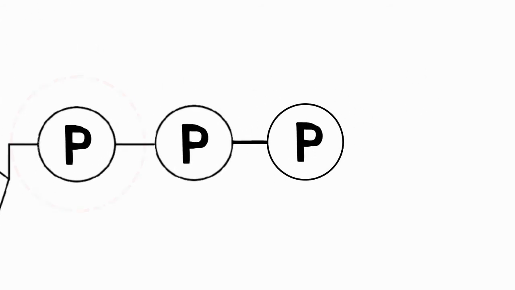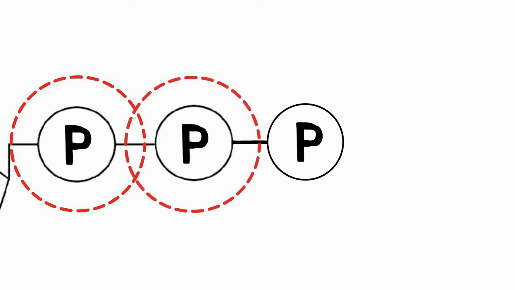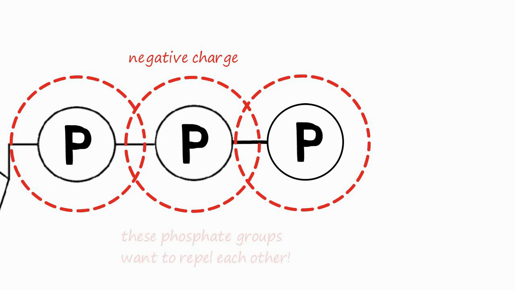Let's sketch this again. See the three phosphate groups in the circles? Each of these phosphates has the same negative charge. Like magnets with the same polarity, these groups really try to repel each other, but they are kept in place by their covalent bonds. That gives you an idea of how energetic those bonds are, and also illustrates how easy it is to break the bond to the terminal phosphate.